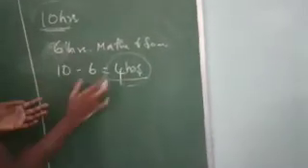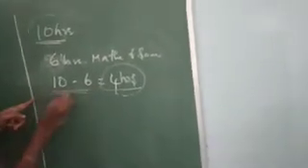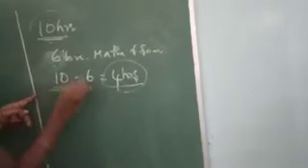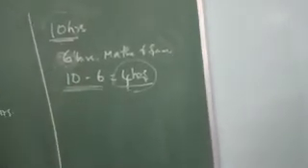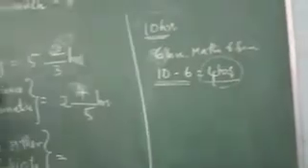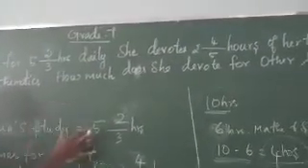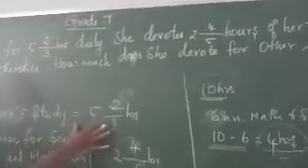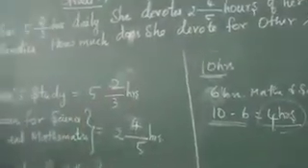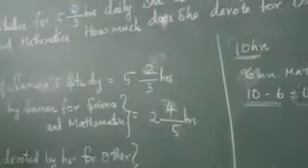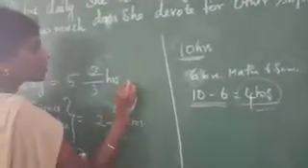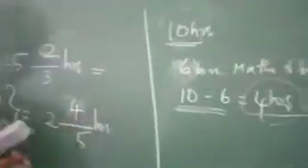So the main concept is that here you are subtracting, finding the difference between 10 and 6. The same concept is followed here, but here the given hours are in mixed fractions. So first you have to convert this mixed fraction into an improper fraction. See here, 5 2/3 hours. You simply convert this mixed fraction into an improper fraction.